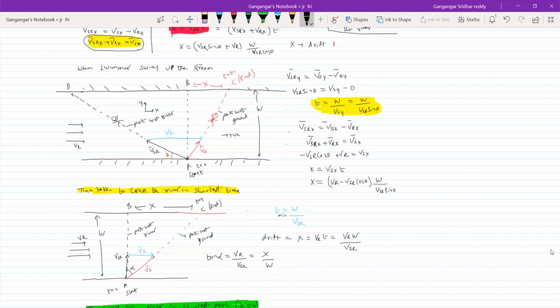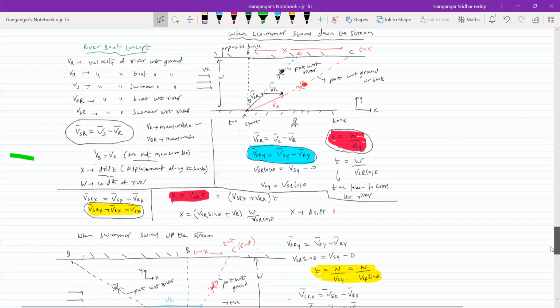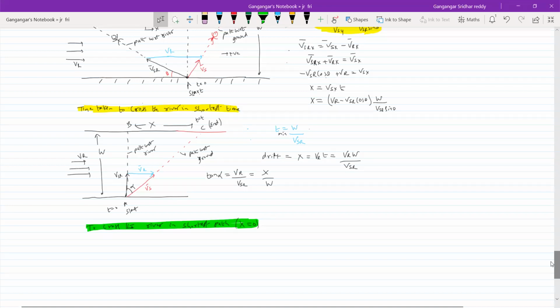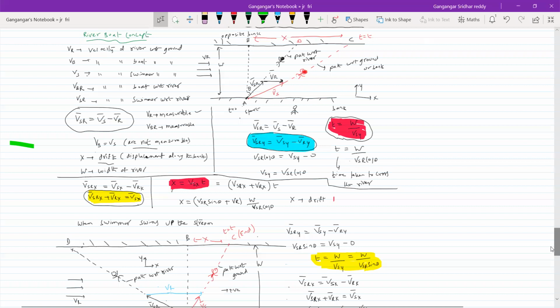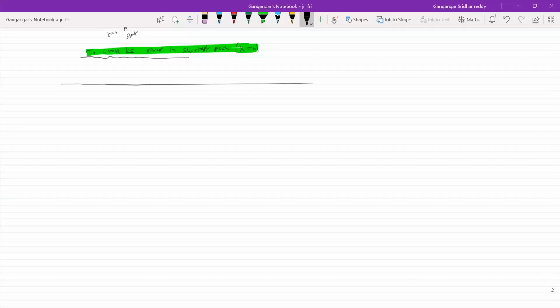Then look at that one. VR equal to VSR cos theta. Yes, I got a condition. So shortest path means the drift must be 0. So directly I'll write it here now. For the shortest path, the drift should be 0. How should he swim? He should swim up the stream only.